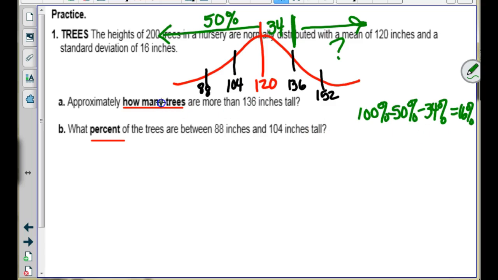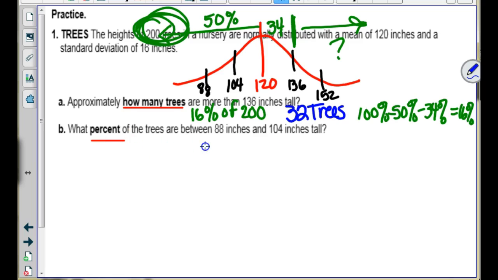But we don't want a percent. How many actual trees were we talking about? Right there it said 200 trees, right? So we need 16% of 200. Shouldn't even need a calculator for that. How many trees is that, guys? 32 trees.